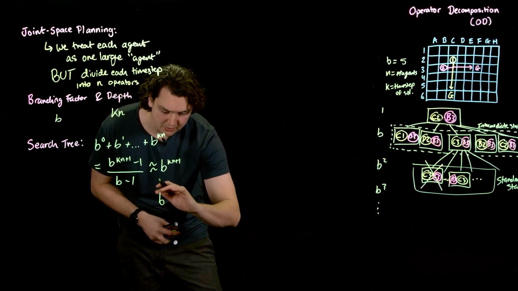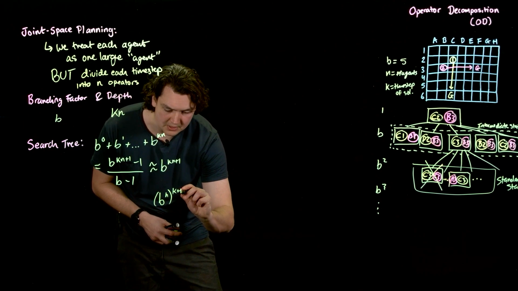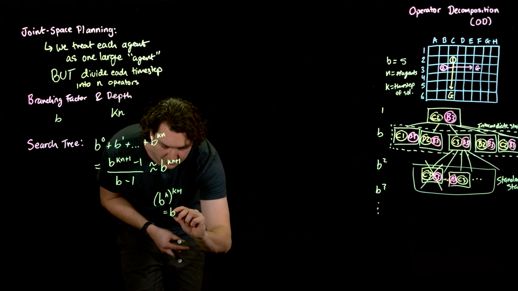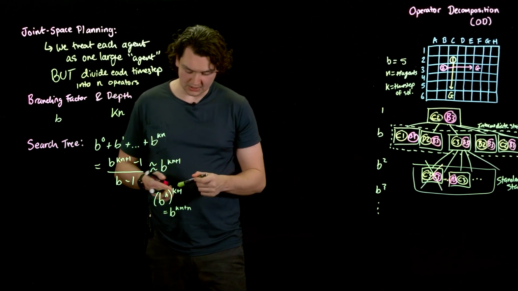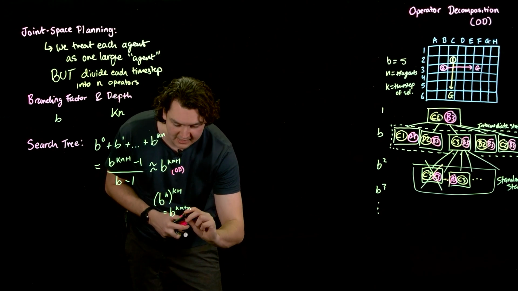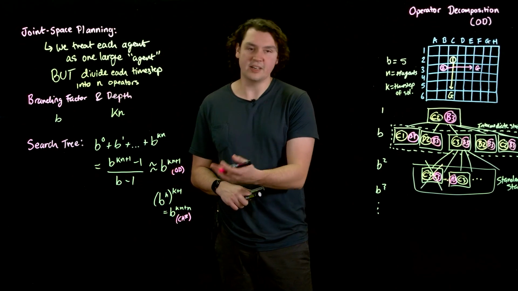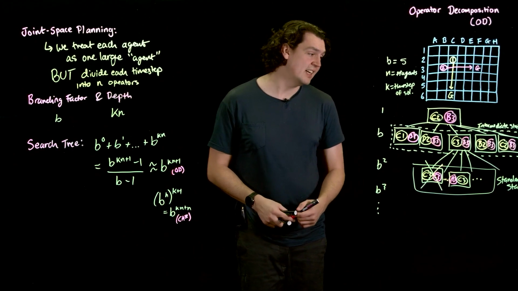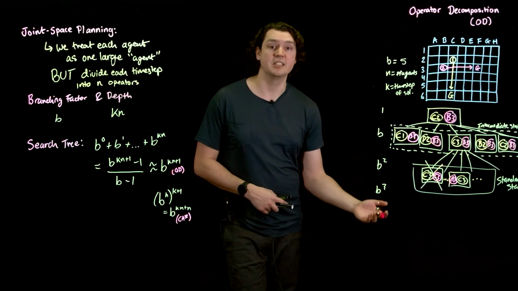And what we had for Centralised A star was actually b to the n times k plus 1, which is equal to b to the kn plus n. Okay, so that is looking very slightly different. But they're essentially comparable, right? They're both essentially just b to the kn. It just means that the overall size of these trees are very, very similar, right?